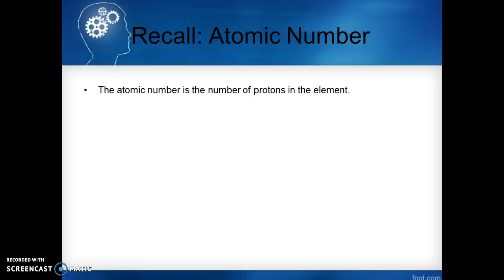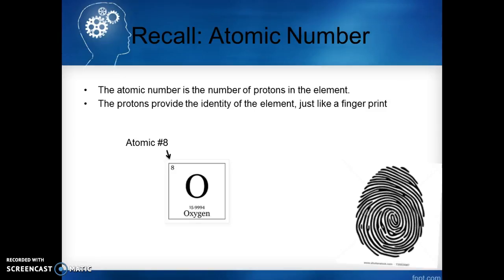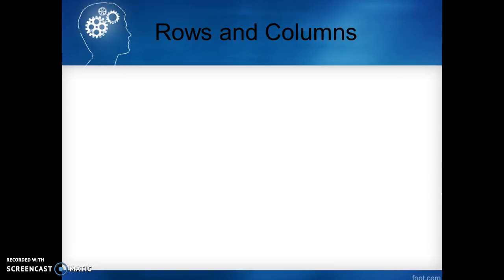A quick recall, the atomic number is the number of protons in the element. So here we see oxygen, top left, atomic number 8, means there are 8 protons in oxygen. The protons provide the identity of the element, just like a fingerprint would for a human.